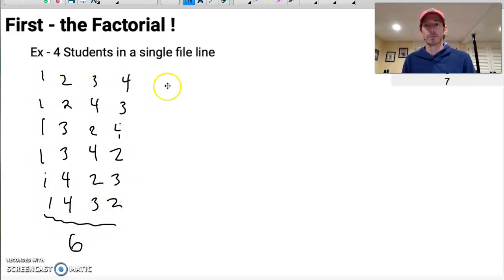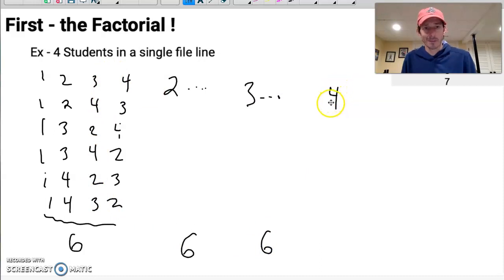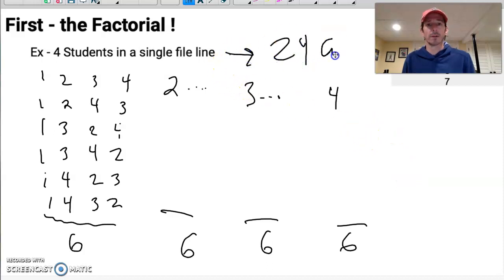And if I wanted to put 2 in front instead, there are 6 ways to do that. Very similar process as this, but 3 could have been the student in front, and there would have been 6 ways, and 4, even though it's number 4, could have been first in line, and there would have been 6 ways. So if each of these had 6 different ways, that means I could have had 24 combinations of 4 students in line. So that's not very many students. That's a lot of different ways that could be lined up.